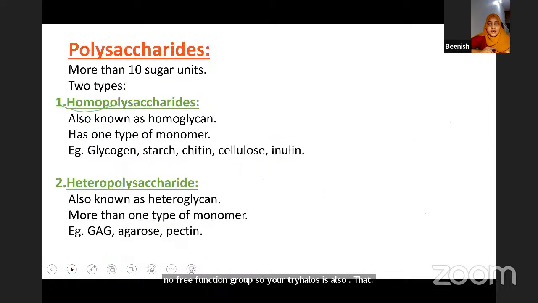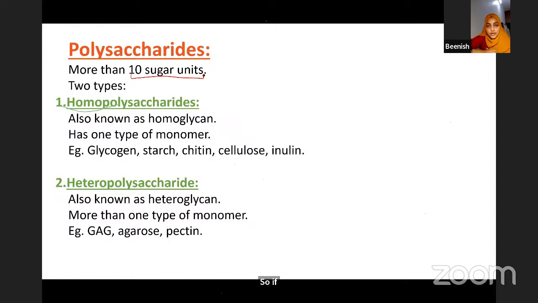Now, what are polysaccharides? Polysaccharide means that you have more than 10 sugar units. So, if the monosaccharide units are more than 10, they fall under the category of polysaccharides and they are divided into homopolysaccharides and heteropolysaccharides. Homopolysaccharides are also known as homoglycans and heteropolysaccharides are known as heteroglycans.